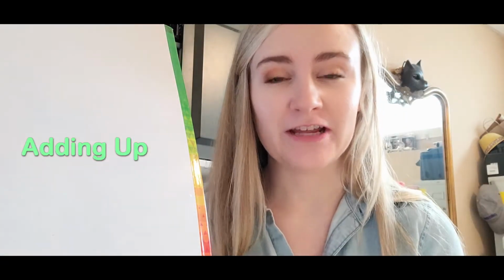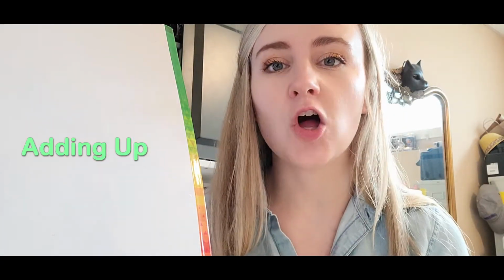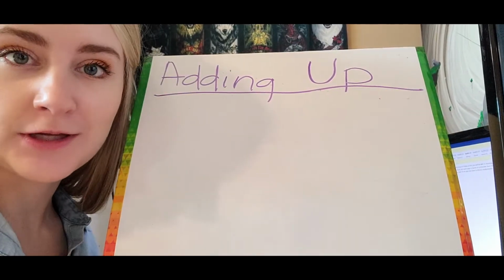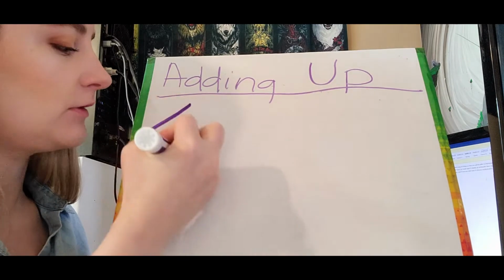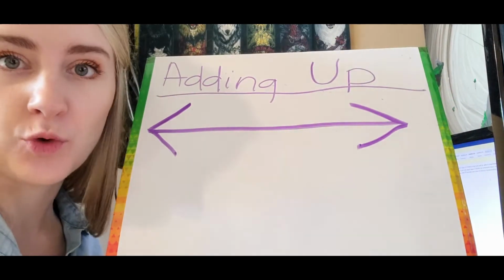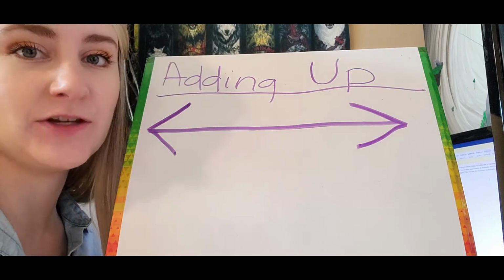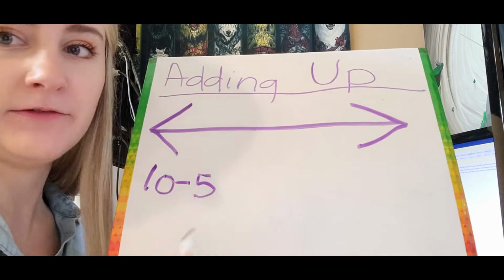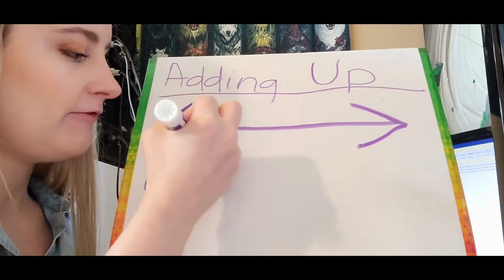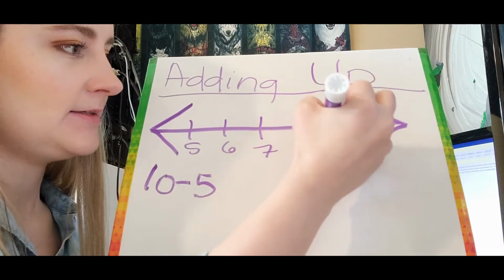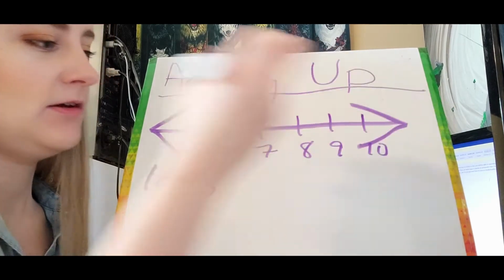The first strategy that we are going to be discussing is called adding up. Okay, so for this strategy, what you can do is have your kids utilize number lines. And they can add up just like they would if they were counting up in an addition problem. So let's say we have the problem 10 minus 5. Okay, so we have 5, 6, 7, 8, 9, and 10.